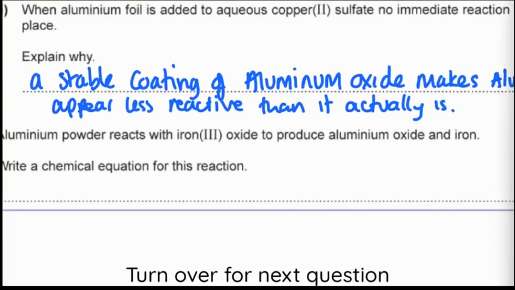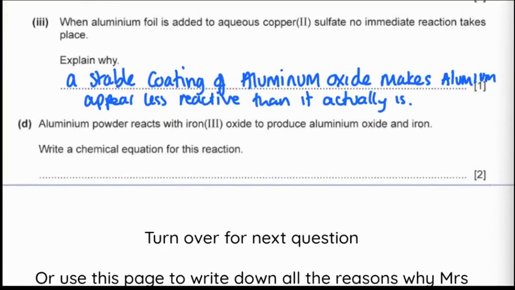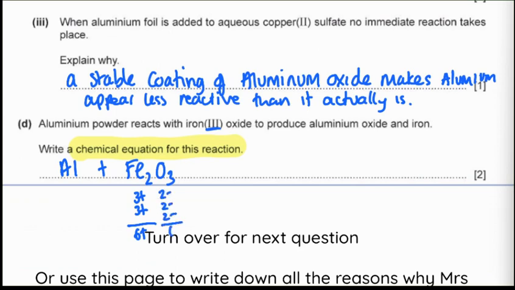Aluminium powder reacts with iron 3 oxide to produce aluminium oxide and iron. Write a chemical equation for this reaction. Well, we know that chemical equation means symbols. So we've got, first of all, aluminium as a metal reacting with Fe2O3. Well, we know that it's Fe2O3 because each ion has a 3+ charge. So we've got 2 of them, 3+, which makes 6+ overall. And we've got oxide, we know it's a 2-, it always is. So it's 2-, 2-, 2-, to get 6-.